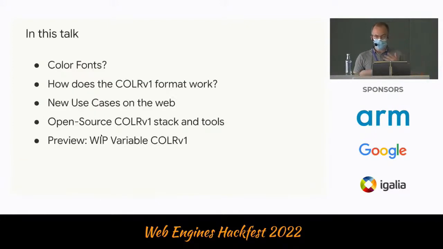Perhaps first, a little bit of an introduction into color fonts is something that we go through in this talk. How does the COLRv1 format work? How do we enable new use cases on the web with this? And then we go into the open source COLRv1 stack and the tools to make such fonts. And for the first time at a conference, I'll give you a little preview of what OpenType variations and variable color fonts are and how they work in the preview version of Chrome.